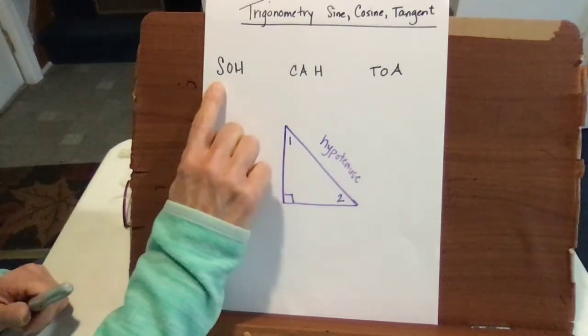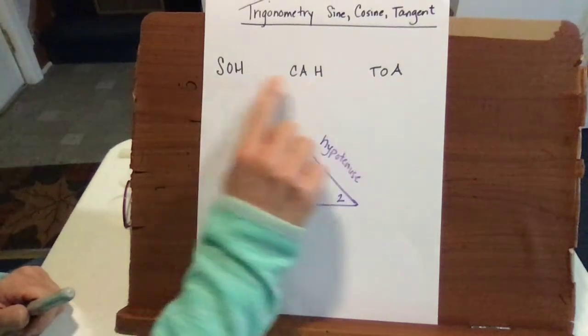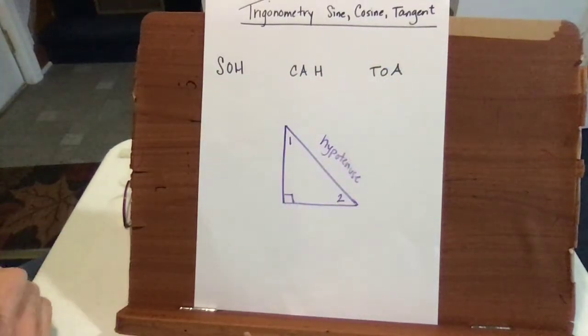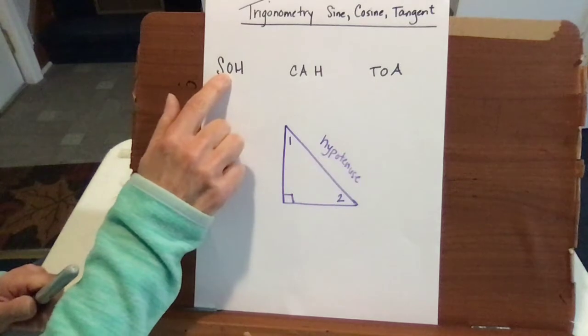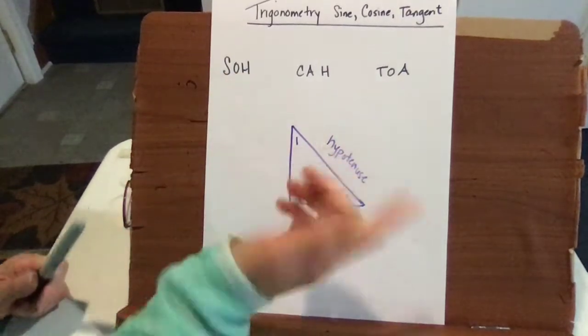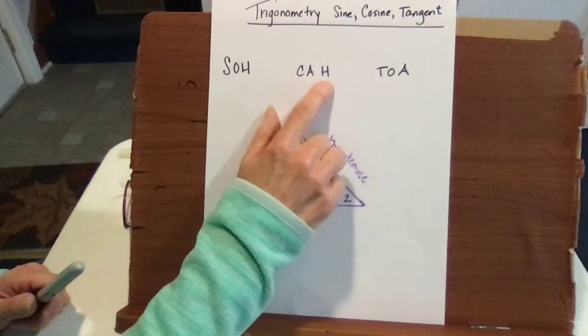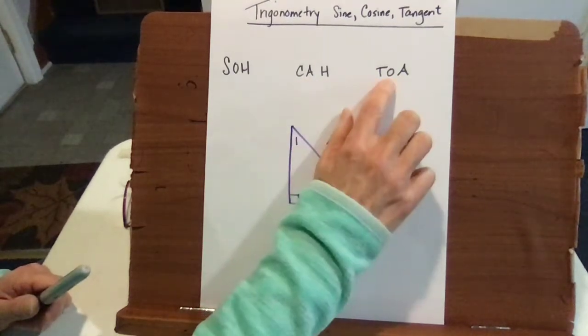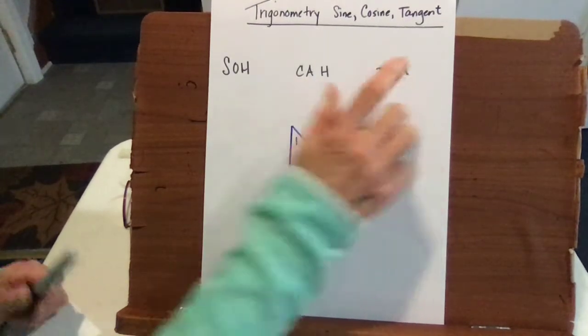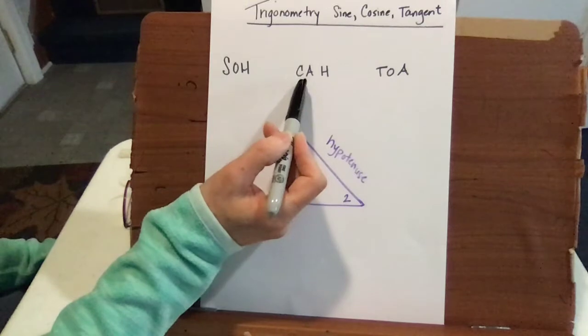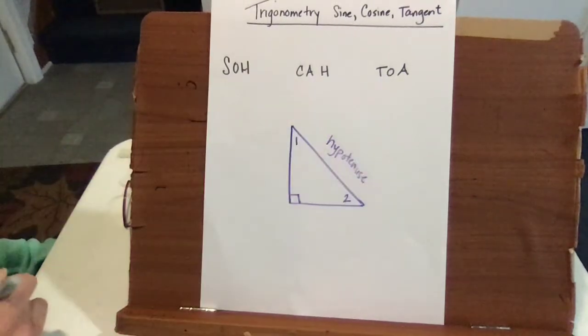sides is by an acronym called SOHCAHTOA. SOHCAHTOA. Okay? O means the opposite side. H is the hypotenuse. A means adjacent side. Again, H is hypotenuse, O means opposite, and A means adjacent. S is for sine, C is for cosine, and T is for tangent.